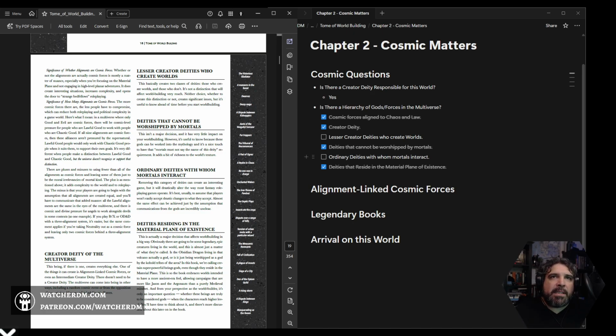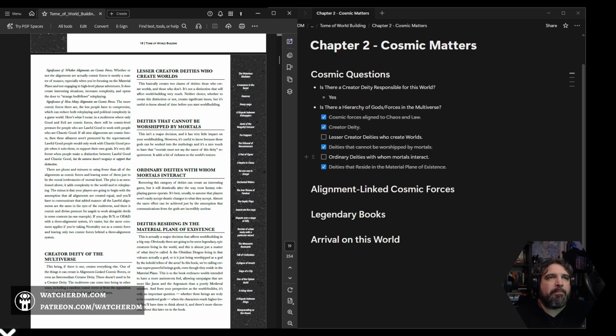Lesser creator deities, which we're going to not read because I don't think we want to do that one. Deities that cannot be worshipped. I want this. This isn't a major decision, and it has very little impact on your world building. However, it's useful to know because these gods can be worked into the mythology, and it's a nice touch to have that mortals must not say the name of this deity requirement. It adds a bit of richness to the world's texture. Gosh, yeah, I really want that. I like that. Yeah, I could do some cool stuff with that.